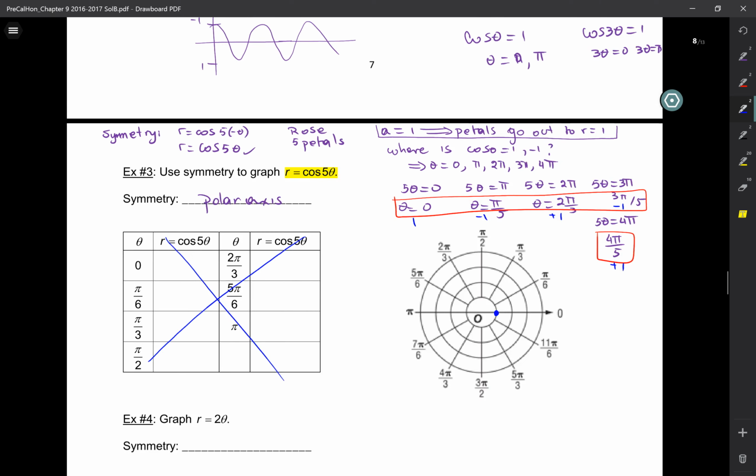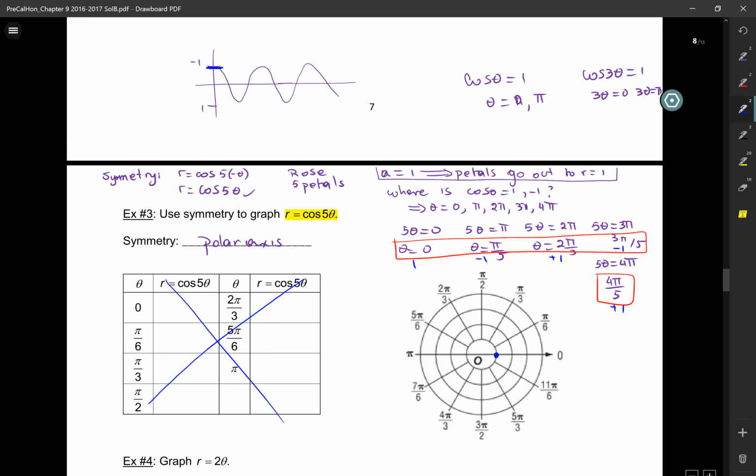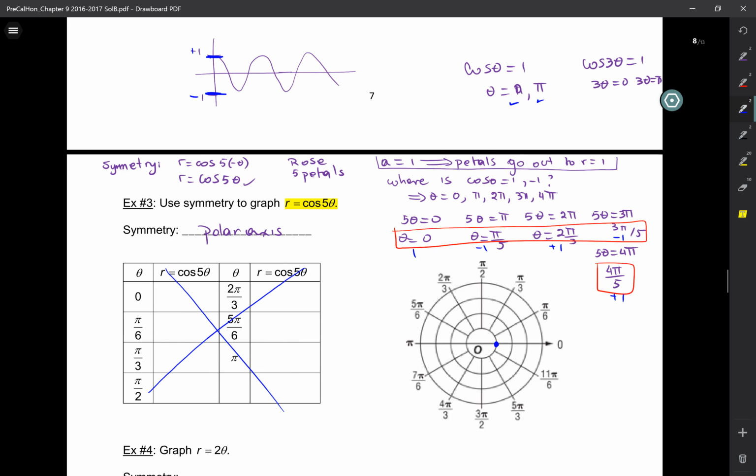Well, how do we figure that out? Since this is a cosine, we say, okay, where is the cosine equal to +1 and where is the cosine equal to -1? And we determined that cosine is equal to 1 or -1 at 0, pi, 2 pi, 3 pi, 4 pi, 5 pi, 6 pi, and so on. So here we said, okay, this is when theta is equal to 0, pi, 2 pi, 3 pi, 4 pi. How many of those do we do? 5 of them, because there are 5 petals.